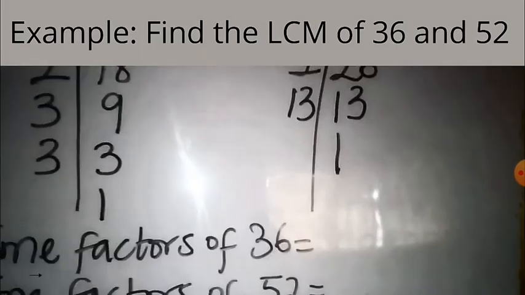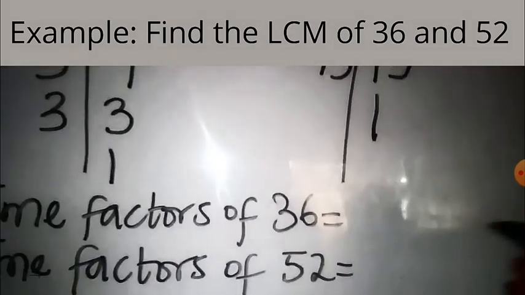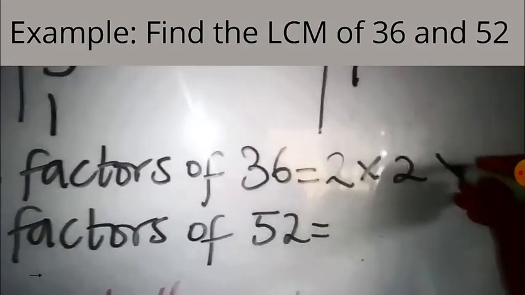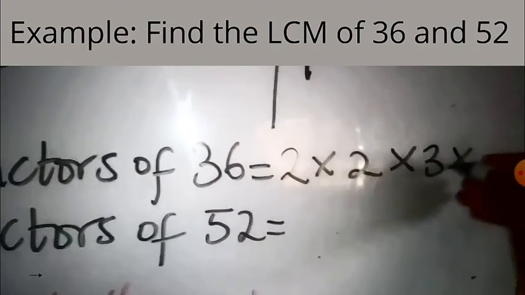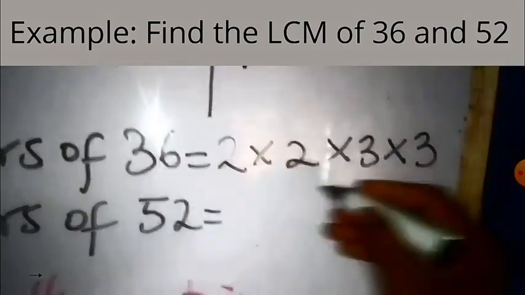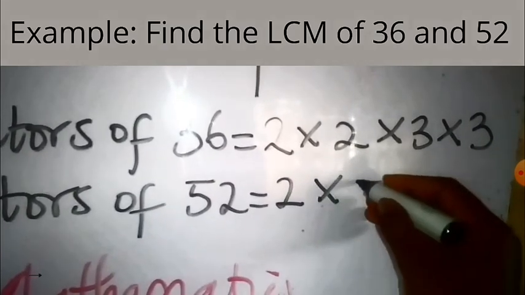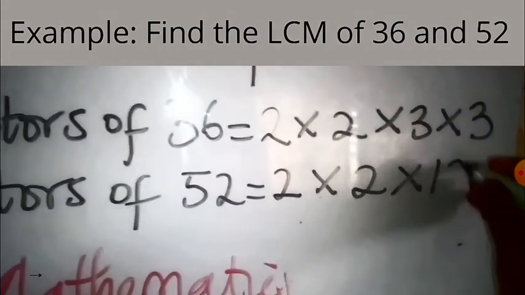So now we've gotten the prime factors of both numbers. Now we write them out. Prime factors of 36, we have 2 multiplied by 2, multiplied by 3, multiplied by 3. Then prime factors of 52, we have 2 multiplied by 2, multiplied by 13.